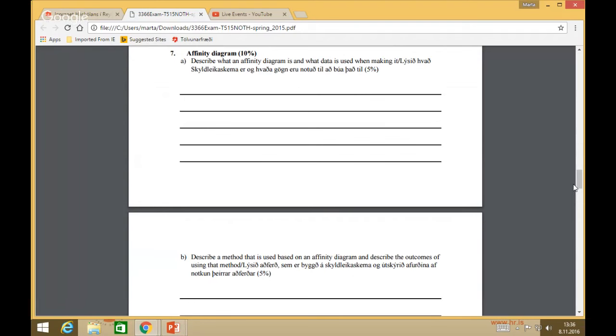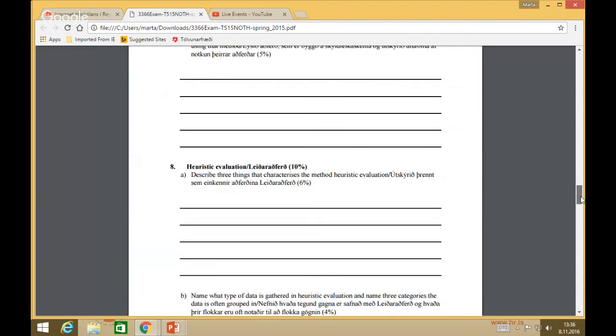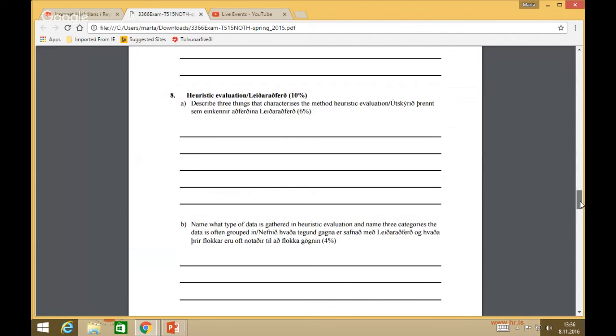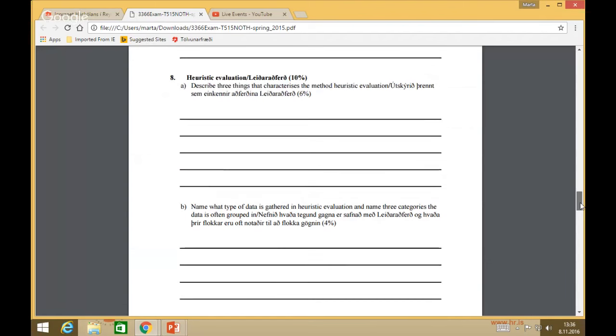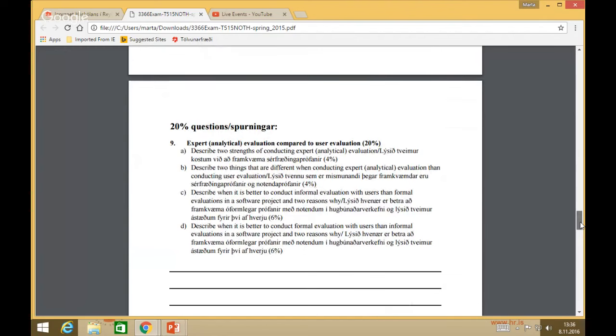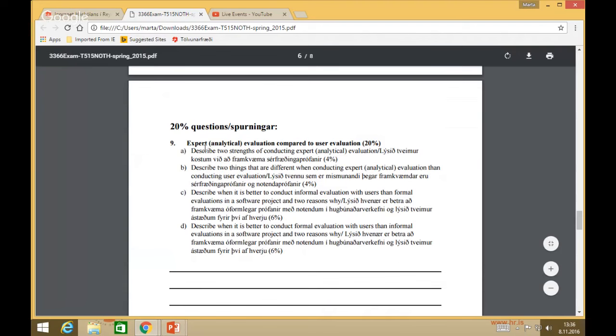Next one, affinity diagram. We've done this. Describe what it is. We did this in the slides. Heuristic evaluation. Yeah, this was emphasized more. I would like you to be able to describe what it is, but maybe I don't think it's fair for you that it would be a 10% question. And then we had the long, 20% questions. Expert evaluation compared to user evaluation.